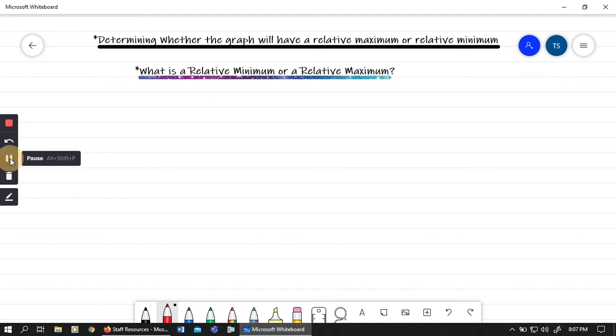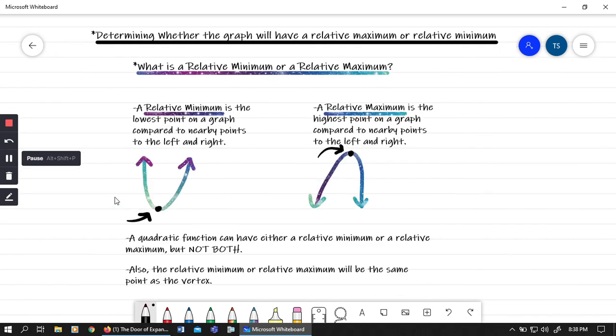So, again, a relative minimum is the lowest point on a graph compared to the nearby points to the left and right. And so here you can see that we've got this parabola, this U shape, and you can see that we've got this arrow pointing here to this lowest point on that parabola compared to all of the nearby points to the left and right. That is the relative minimum for this graph here.